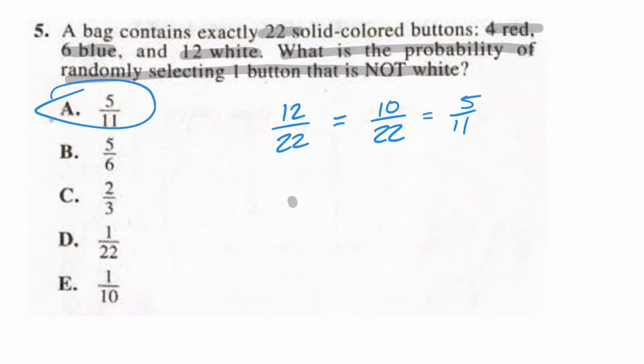So as we look at these values, we can see that this reduces down to 5/11ths. Just a little warning here, don't pick a number just because it has a denominator of 22, because a lot of times what happens is these values do reduce.